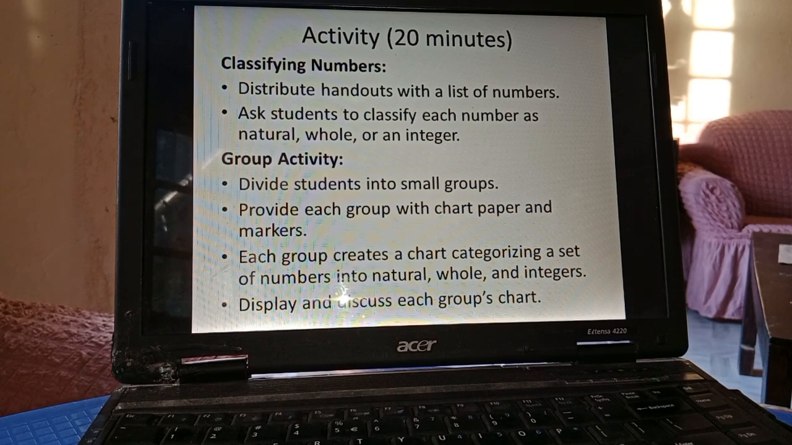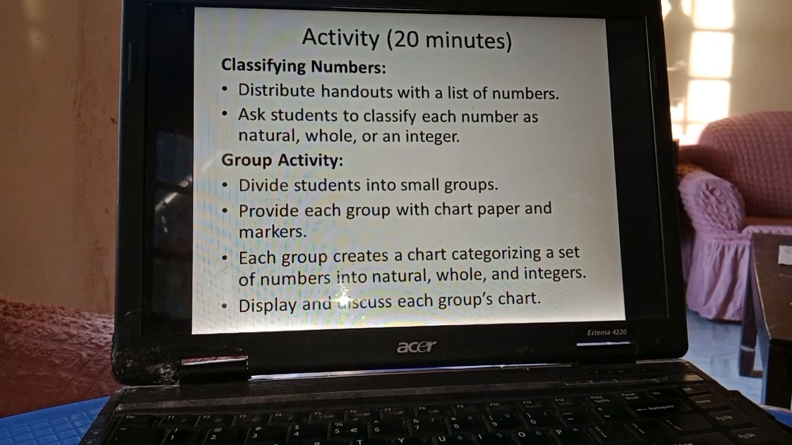Group activity, divide the students into small groups. Provide each group with chart paper and markers. Each group creates a chart categorizing a set of numbers into natural, whole, and integers. Display and discuss each group's chart.